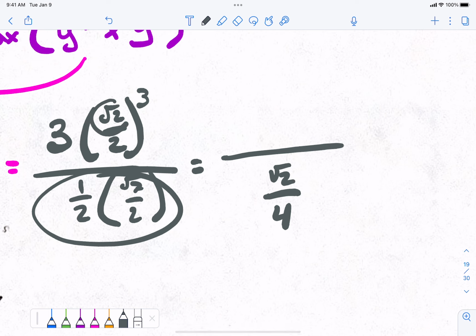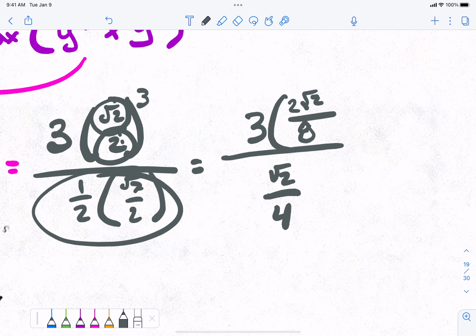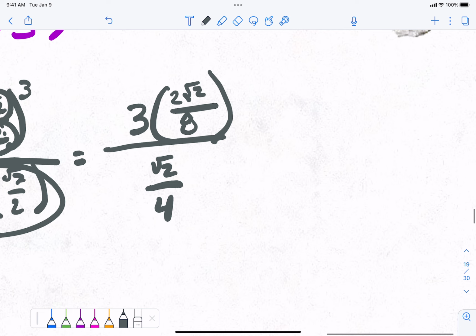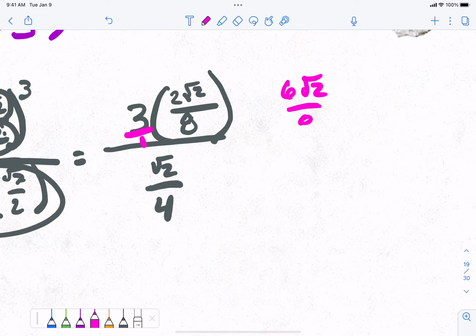Now what shall we do? Do you know what the square root of 2 cubed is? 2 square roots of 2. The square root of 2 to the third power is 2 square roots of 2, right? What's the 2 on the bottom cubed? 8. Okay, we're getting closer. Multiply the 3 on the top, so 6, this is 3 over 1. 6 square roots of 2 over 8. On the bottom, square root of 2 over 4. I know that 6 and 8 is not reduced, but we'll do it later.